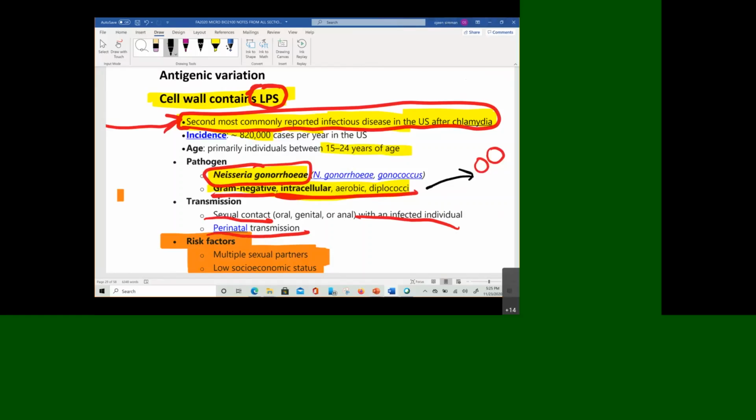Mode of transmission is through sexual contact with an infected individual. It can also be transmitted through perinatal transmission. Mainly sexual contact with an infected individual.